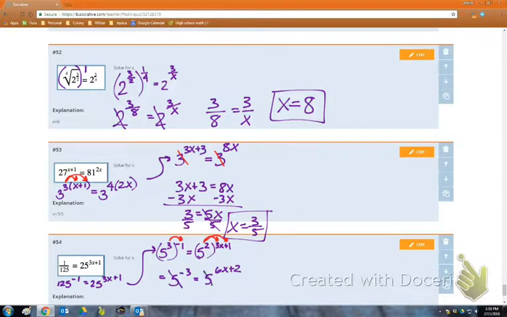My bases are the same, so I can cross them off on both sides and say that the exponents are equal to each other. So negative 3 is equal to 6x plus 2. If I try to solve for x from here, we would subtract 2 from both sides. So that's negative 5 is equal to 6x, and then divide by 6. So we can say that x is equal to negative 5/6.